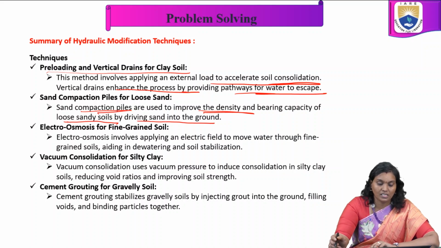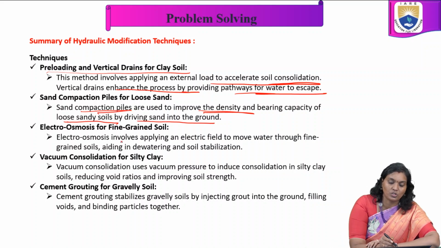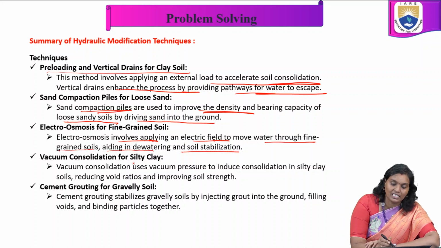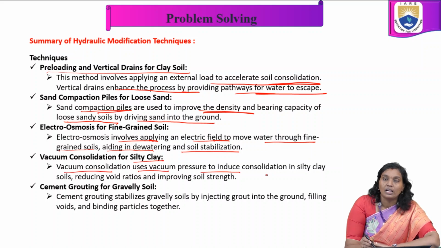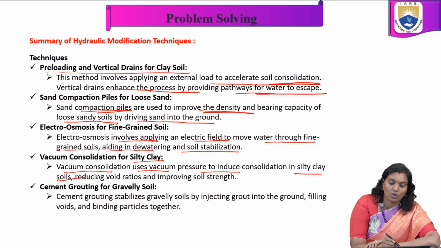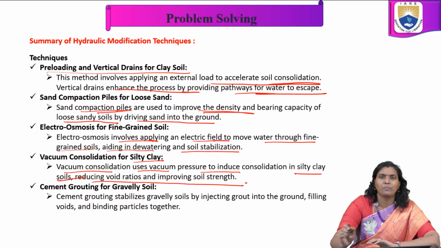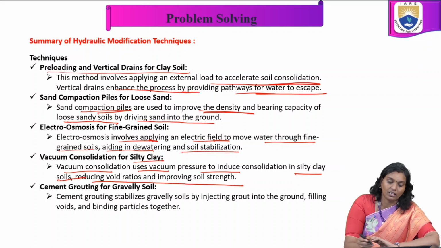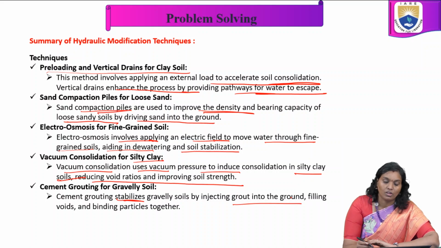In electroosmosis for fine-grained soil, electroosmosis involves applying an electrical field to move water through fine-grained soils, aiding in dewatering and soil stabilization. In vacuum consolidation for silty clay, vacuum pressure is used to induce consolidation in silty clay soil, reducing void ratios and improving soil strength. In cement grouting for gravelly soils, cement grouting stabilizes the gravel soil by injecting grout into the ground, filling voids and binding particles together.